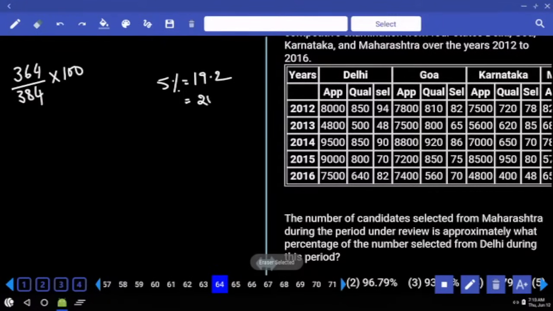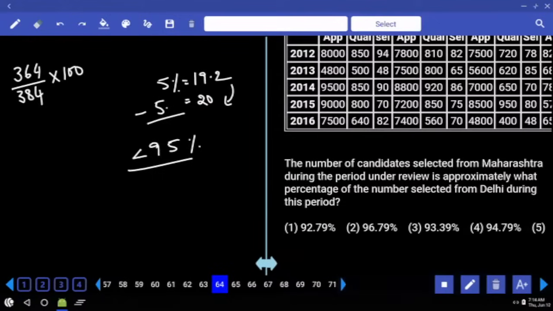20. 20 is a little bit more than this number, right? So this also should be a little bit more than this 5%. That may be 5.1 or 5.2 or 5.3, any number. Is it okay? If you subtract this, will the answer be less than 95% or more than 95%? Less than 95 but very close to 95. Now go to options. Fourth option. Done.